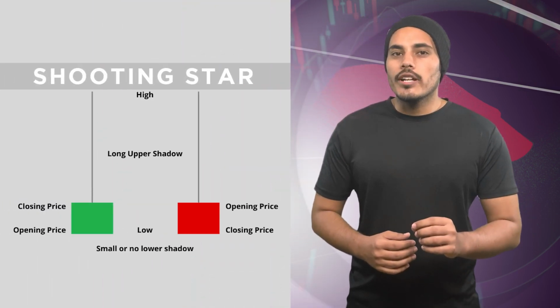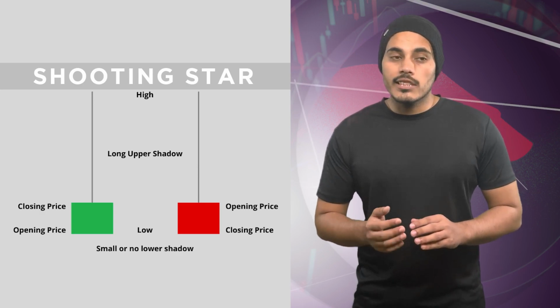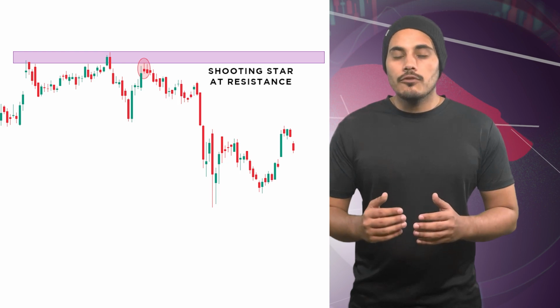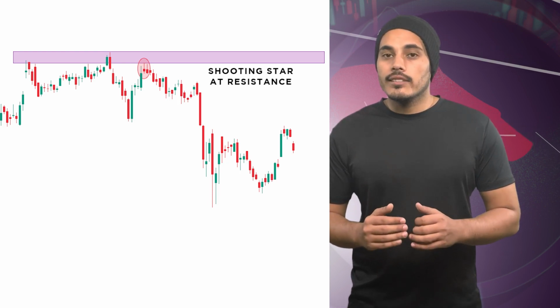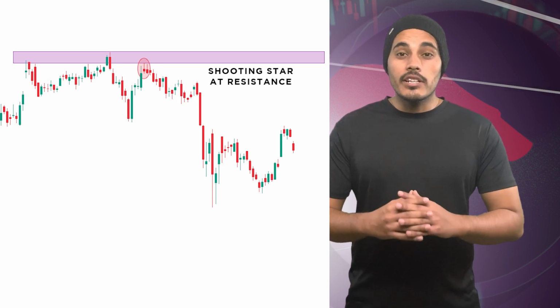Shooting star pattern. Now, this is completely opposite of the hammer candle. It is a bearish reversal signal. This candle again has a really small body with just a little or no lower shadow this time and a significant upper shadow. The significance of this candle is more when it is formed at the top of an uptrend, at the resistance level or zone, signifying a strong sign of bearish reversal.